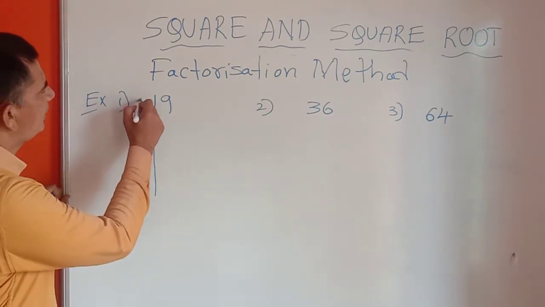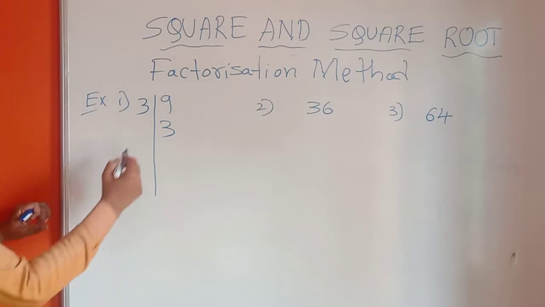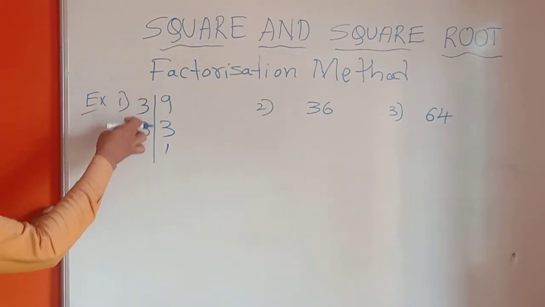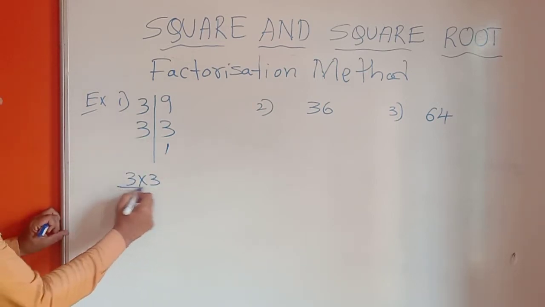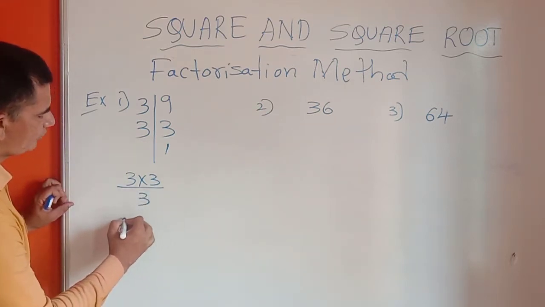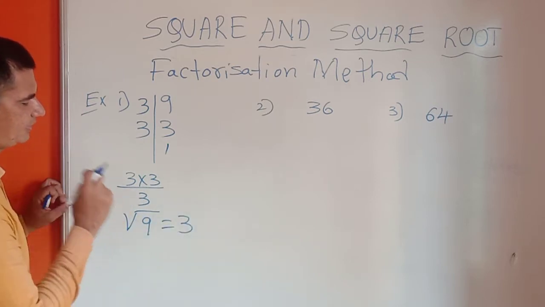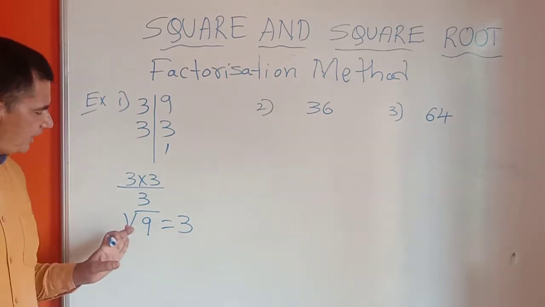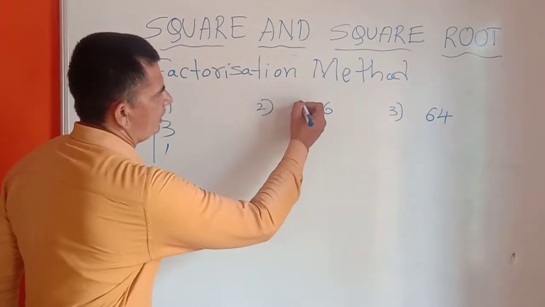So we can take 3 here. 3 3s are 9. Next, 3 1s are 3. After this we write all these factors and make groups. For a pair, we take only 1. So now the square root of 9 is equal to 3. If you multiply 3 by itself, 3 into 3, we get 9. Friends, let's see one more example here. Here the question is 36.